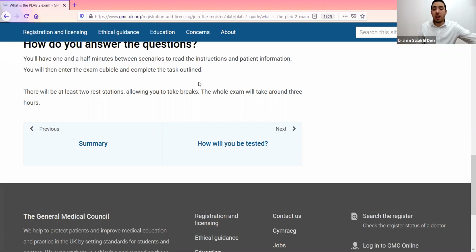say your name and your GMC number, and after that you will start the station. It will take 8 minutes to finish the station from entering the cubicle till finishing the station. Okay, so you will then enter the exam cubicle and complete the task outlined.